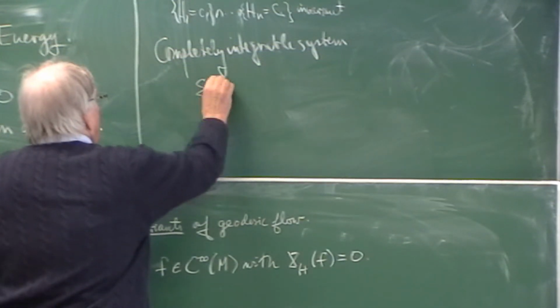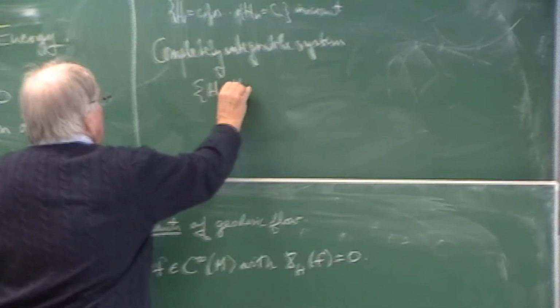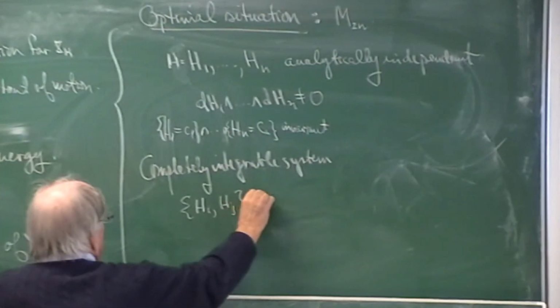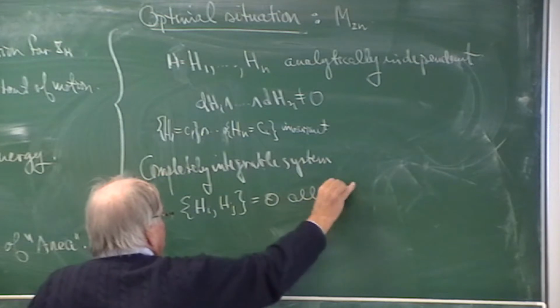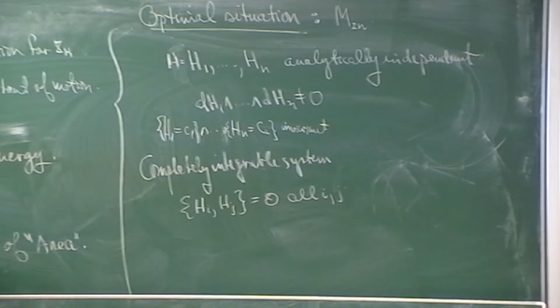If they all commute, so they commute with each other. They're all constants of motion of each other. This is the optimal thing. This is called a completely integrable system. You can imagine how wonderful that is, to have such a system.